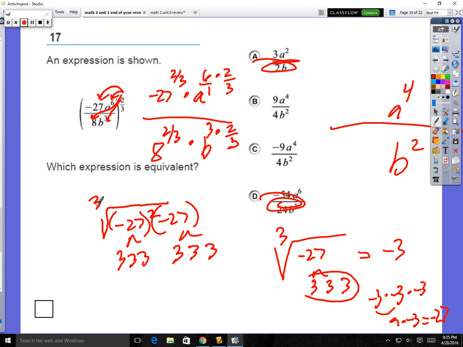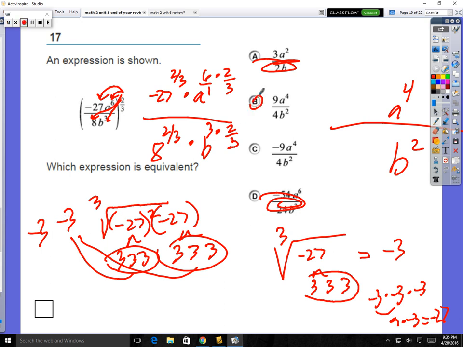So here we go. I got the cube root of a negative 27. So that on the outside is a negative 3. And I got the cube root of negative 27, and that is a negative 3. So if you bring out a negative 3 and a negative 3, that is a positive 9, which takes me to B.